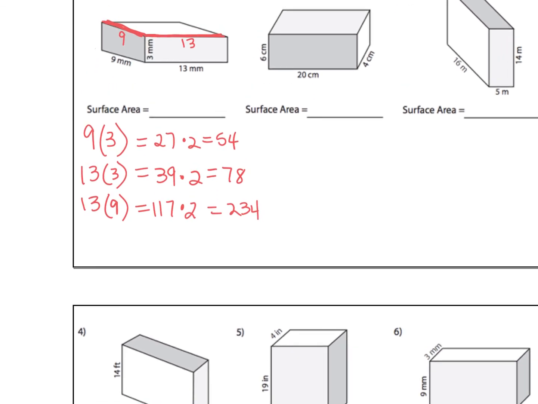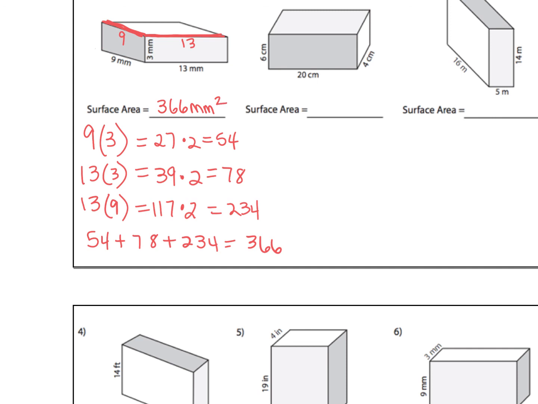Okay, so now I'm going to just add those 3 numbers together. So 54 plus 78 plus 234, and I'm going to figure out what that equals. 54 plus 78 plus 234, and that's going to equal 366. So the surface area of this shape is 366 millimeters squared.